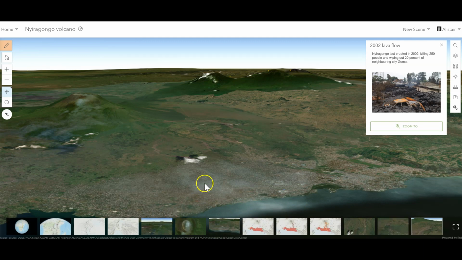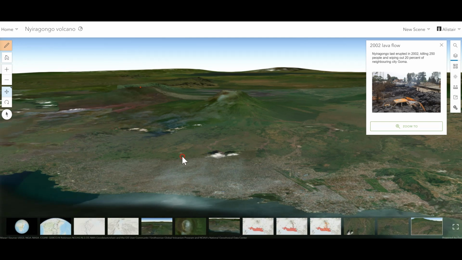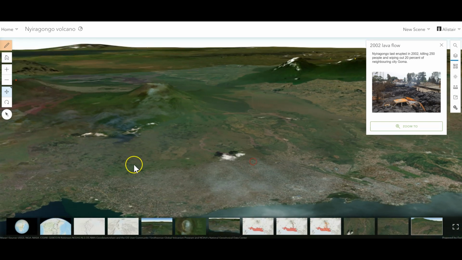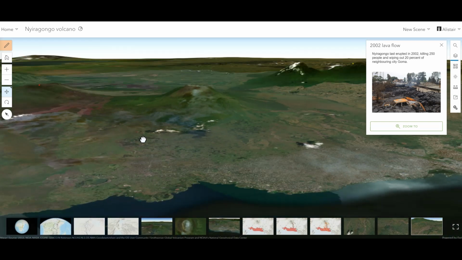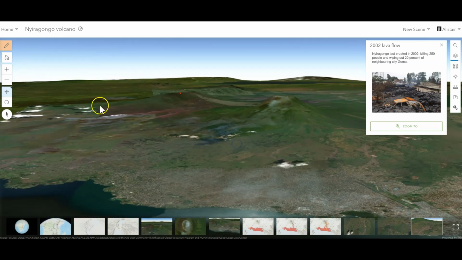So that's a little tool that you can use if you are wanting to explore this volcano with your pupils and the current eruption that's happening. This will allow them to understand a little bit more of the location and the setting of Nyiragongo volcano.